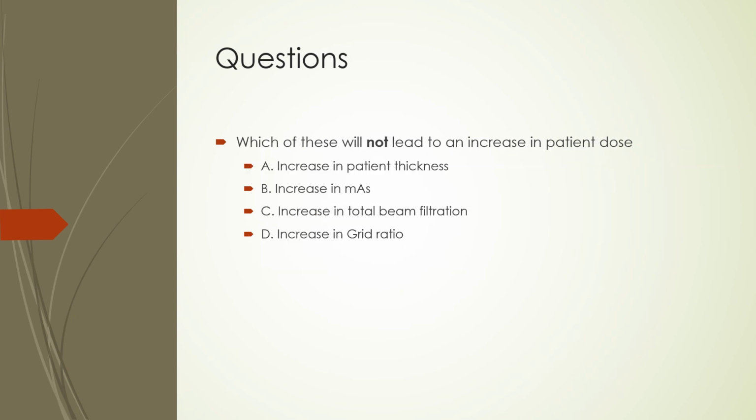Next question. Which of these will not lead to an increase in patient dose? Your choices are: first choice, increase in patient thickness; second choice, increase in mAs; third choice, increase in total beam filtration; fourth choice, increase in grid ratio. The correct answer is choice 3, increase in total beam filtration.